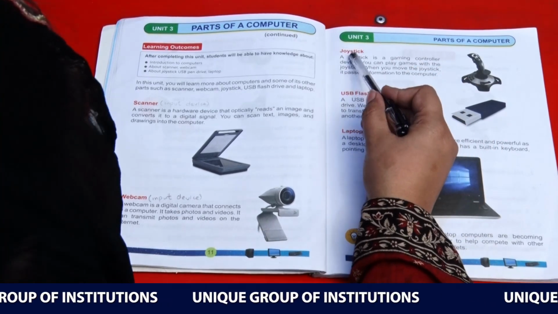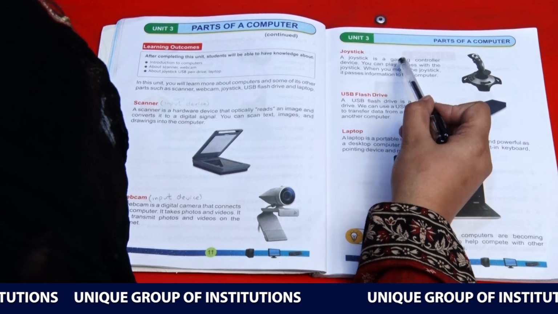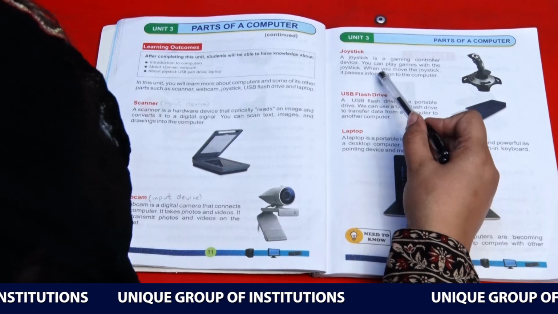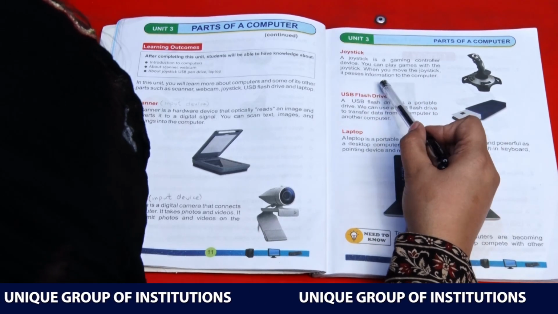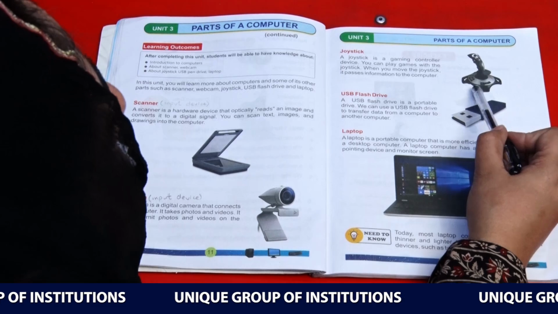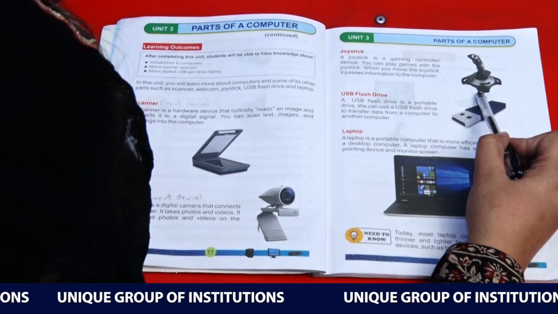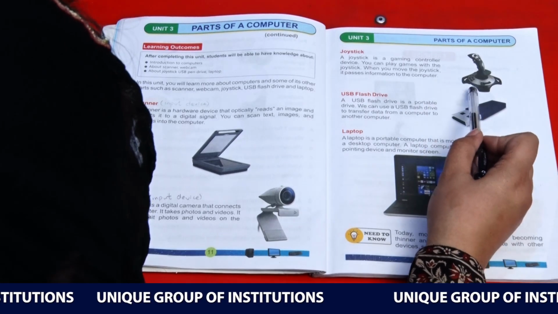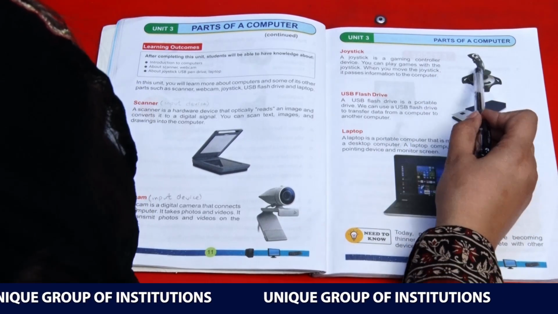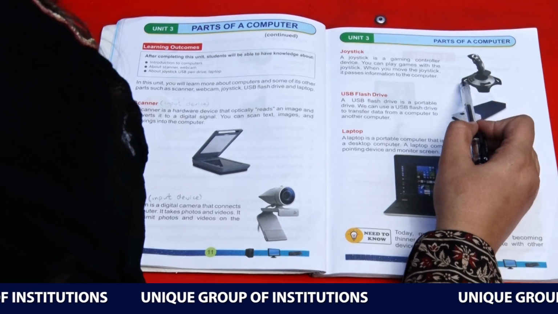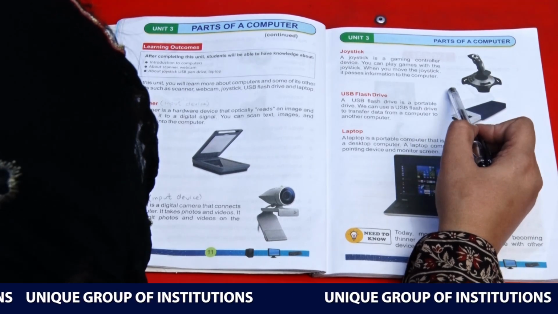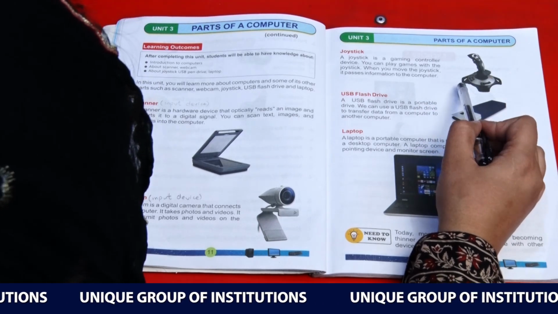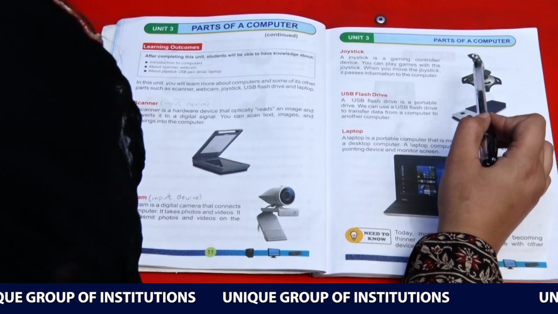Next is joystick. A joystick is a gaming controller device. You can play games with the joystick. When you move the joystick, it passes information to the computer. As you can see in this picture, this device is called a joystick. It is usually used as a gaming device, and the stick upon it, when you move it left, right, up and down, controls the character that is in the game. So you control a character through this device.